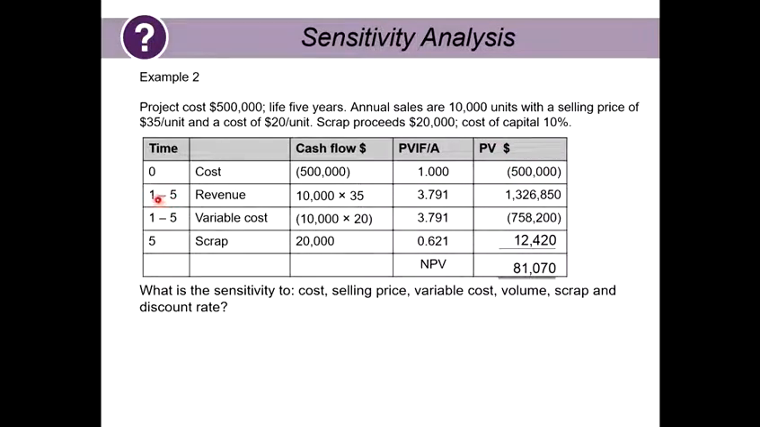So dia pun bagi 1 to year 5. So you akan guna PVIFA lah. So you akan dapat lah PV 1,326,850. Begitu juga dengan variable cost. And then year 5 you hanya ada scrap proceed. So 20,000. Tengoklah table dalam PVIF year 5 10%. Okay, so you akan dapat 0.621. Then you darab and then you bolehlah tambah semua dan tolak. You akan dapatlah NPV you RM81,770.